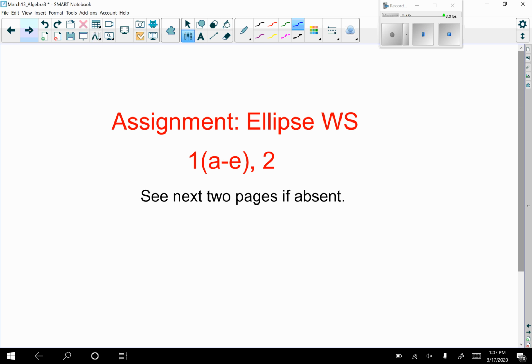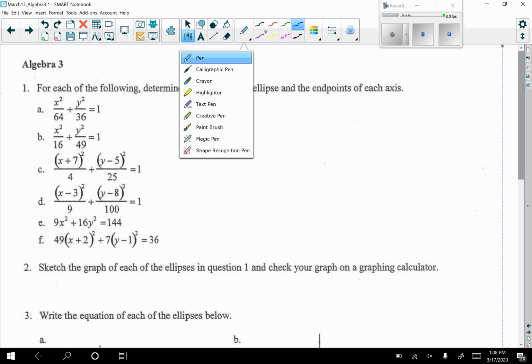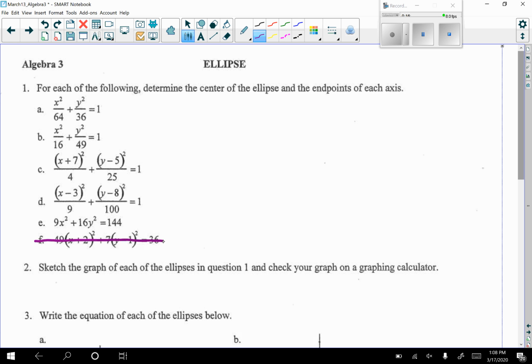On the worksheet so far, there's 2 sides to it. You're doing number 1, just parts A through E, and number 2 is actually connected to number 1. So I want to show you real quick what this is. You're not doing part F. For 1A through E, it says for each of the following, determine the center of the ellipse and the endpoints of each axis, which is just the vertices. Again, you'll have 4 vertices for every ellipse, the 2 at the end of the major axis and 2 at the end of the minor axis.